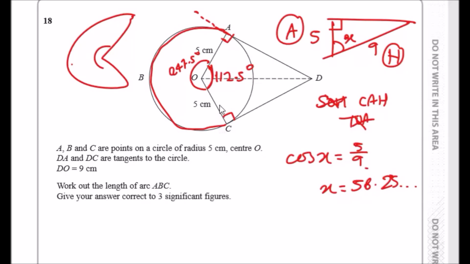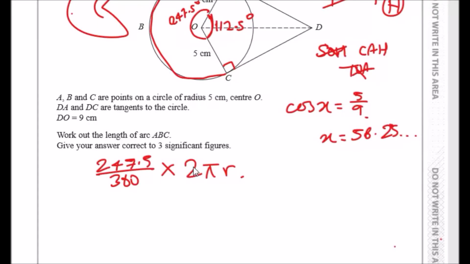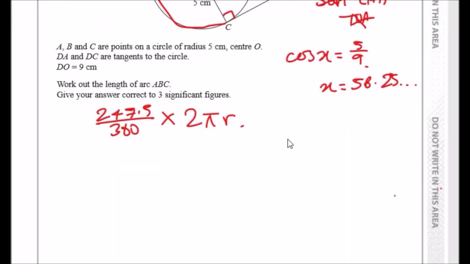Now, the general formula for calculating the length of an arc is very easy. It's always going to be the angle of interest, so a fraction of the angle, in this case 247.5 over 360, times the circumference of the circle, which is 2 pi r. Now, thankfully, we know the radius, which is 5, so it'll be 2 pi times 5, so 10 pi essentially.